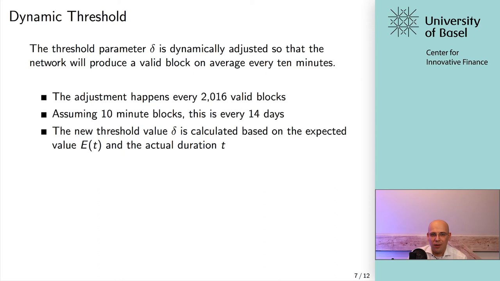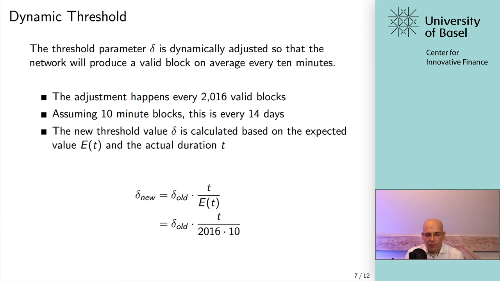Okay, so we're basically comparing our expected time, how long it should take when we're assuming these 10 minutes to create 2016 blocks, and how long it actually took by looking at the timestamps. And then what you end up with is this delta new, the new threshold value, that corresponds to delta old, the old threshold value, times the actual time it took, divided by the expected time. And the expected time, we know, would just be 2016 times 10 in minutes, so that would be these 2 weeks or 14 days, and then you have the actual time to compare to that.